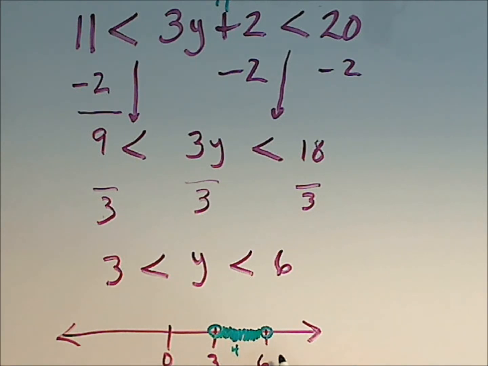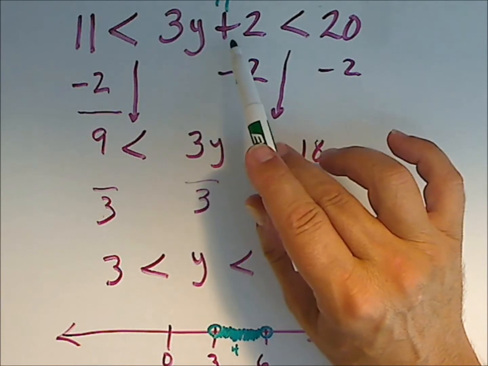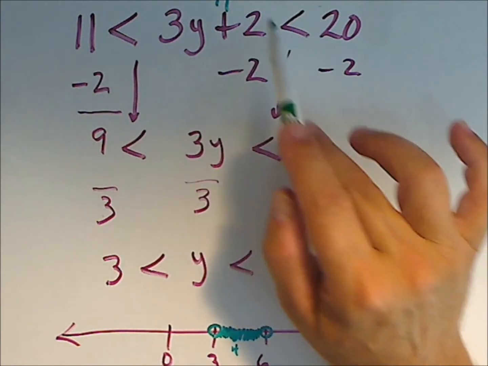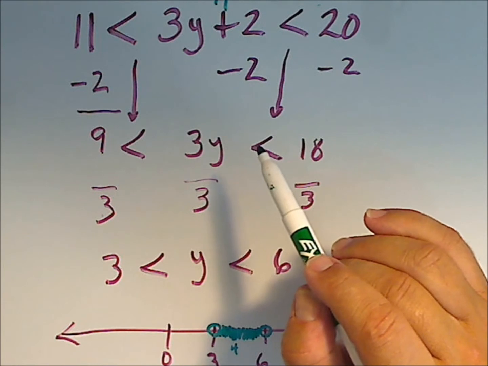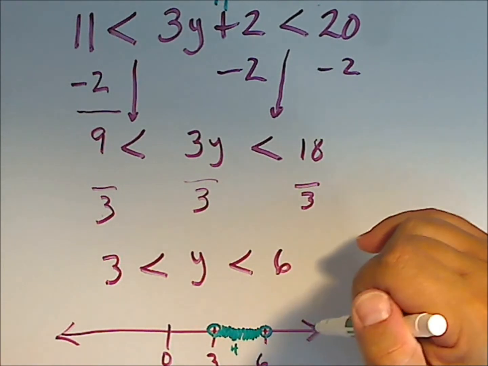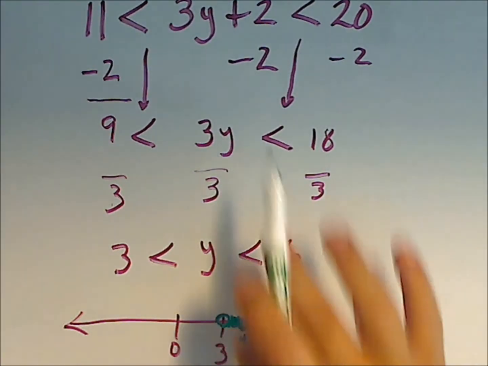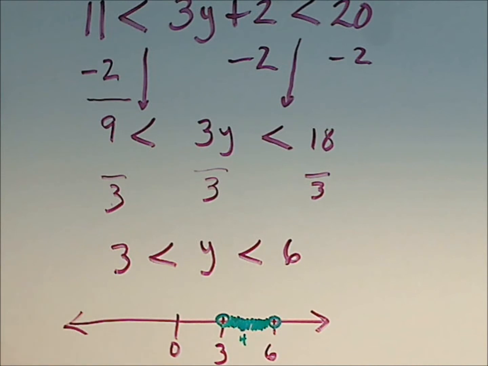But it is good to test some things. You could test 0. 0 should not work. It's not in there. 3 times 0 is 0 plus 2. Well, that's 2. 2 may be less than 20, but it's not greater than 11. So this whole statement would be false. The whole thing has to work. So testing some other points does not hurt at all. We solved it, and then we graphed it.